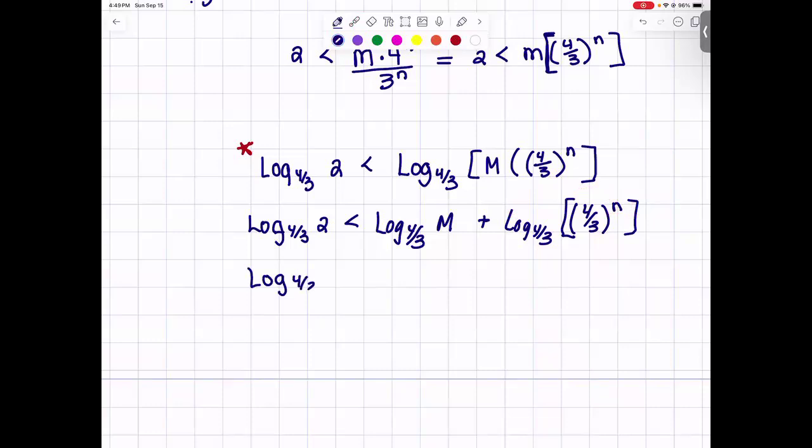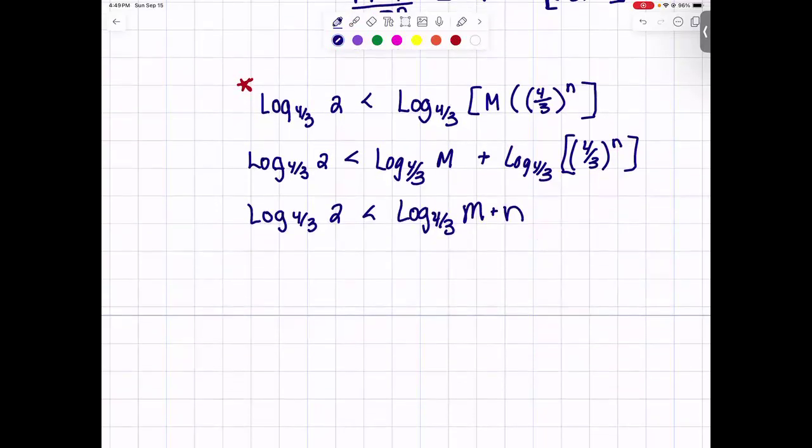log 4 over 3, 2 is less than log 4 over 3m plus n. Fantastic. What can we do next? Well, we're trying to isolate n, so let's move that other term, this term here, over to the other side. We end up with log 4/3, like this, minus log 4/3 of m is going to be less than n.